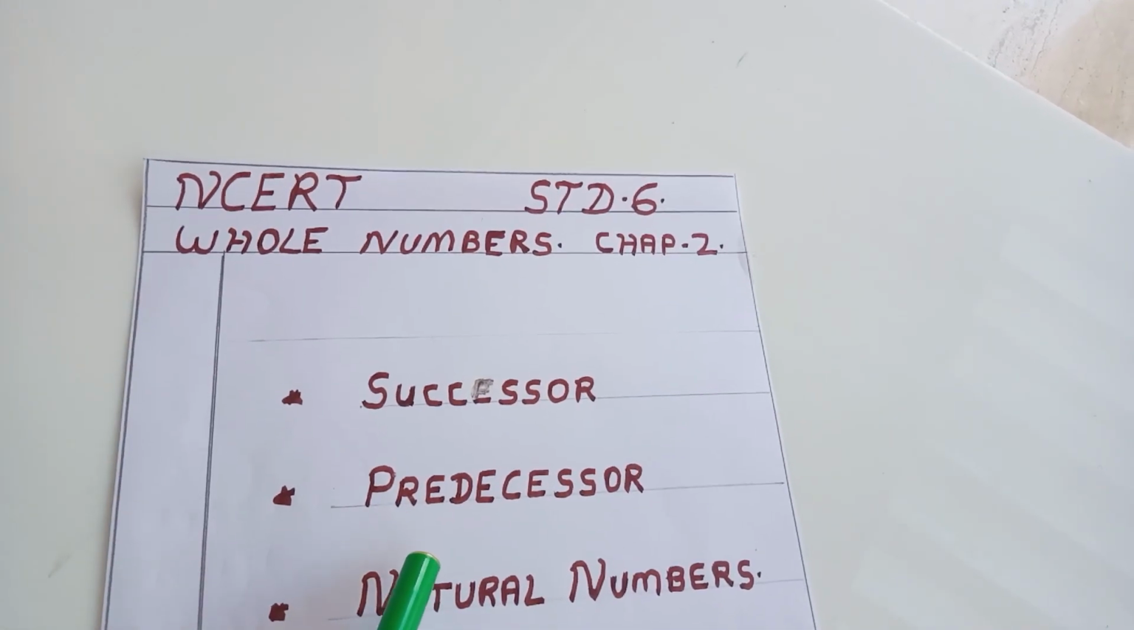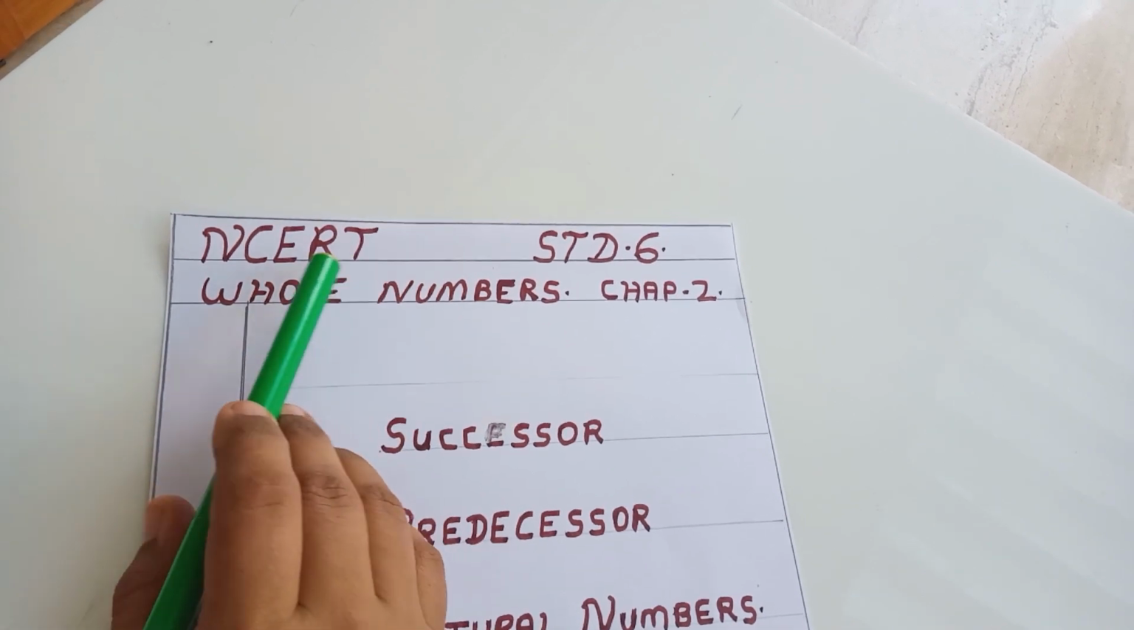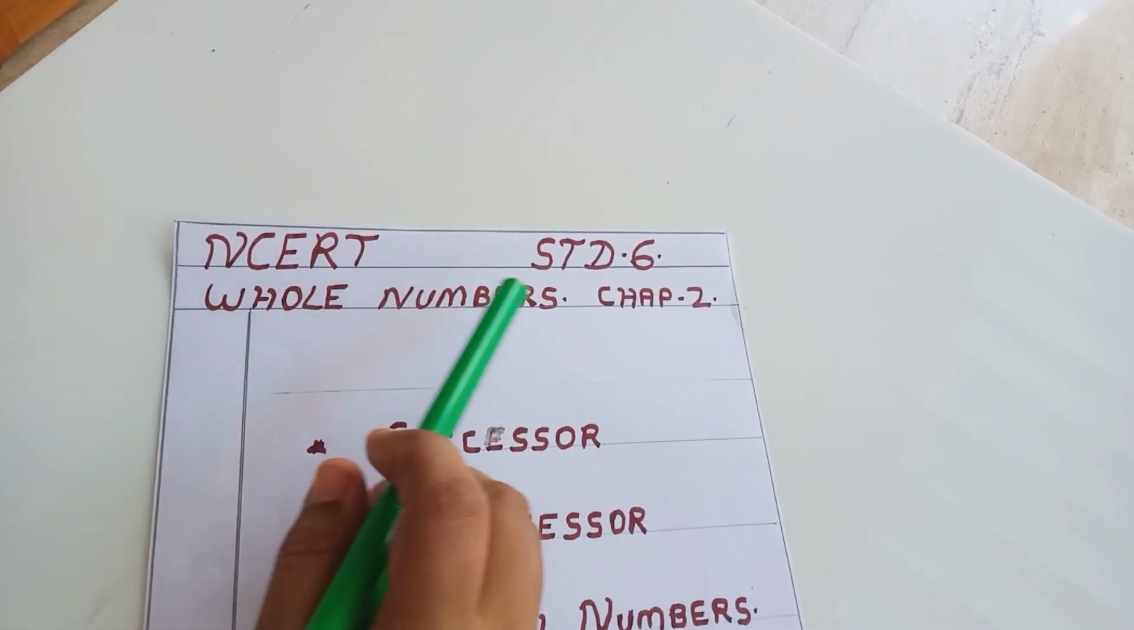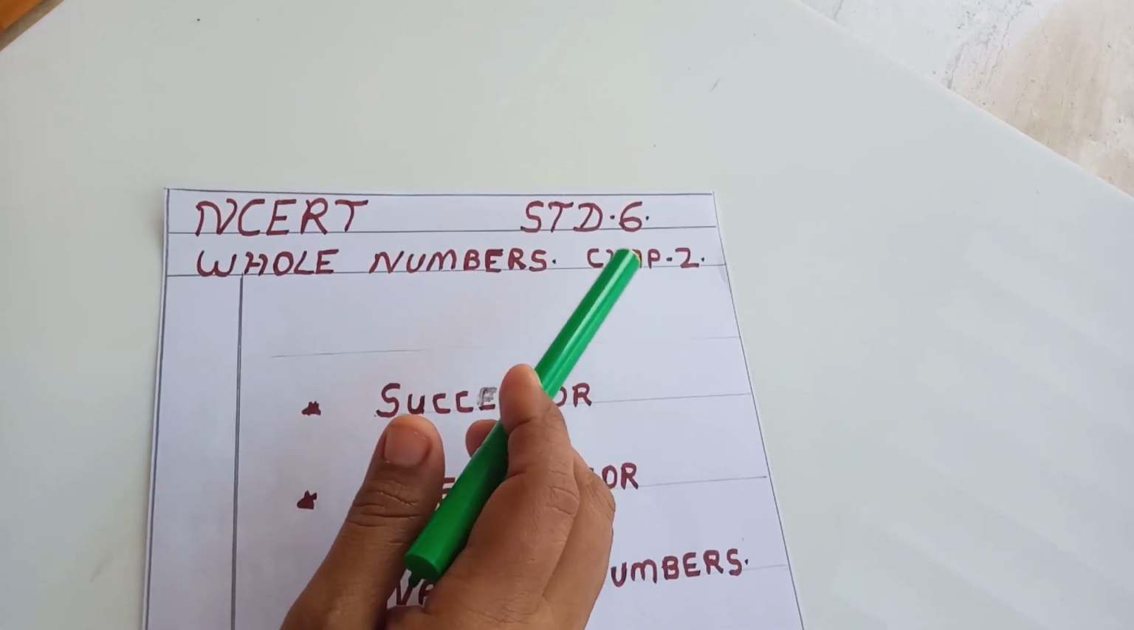Hi kids, today I am here. The chapter is Whole Numbers. It comes in the NCERT syllabus, Standard 6, and it is chapter 2.